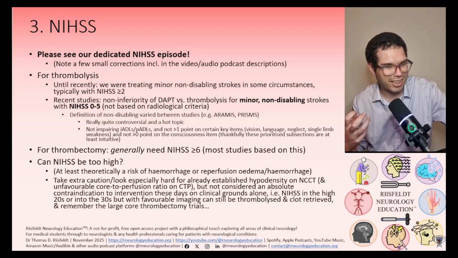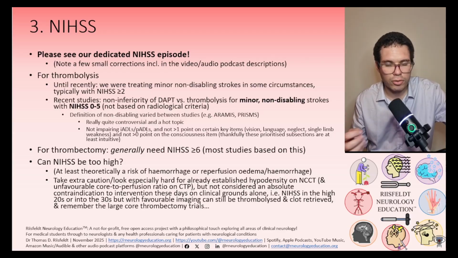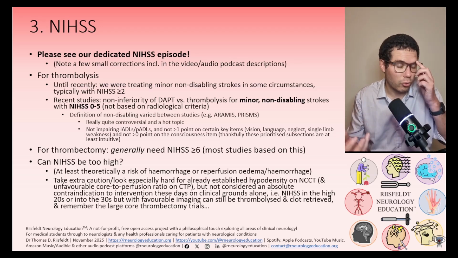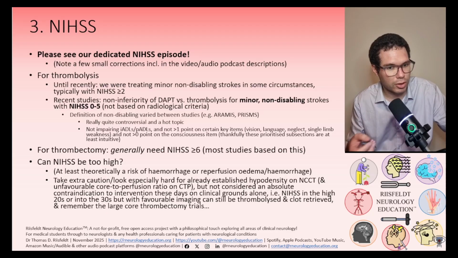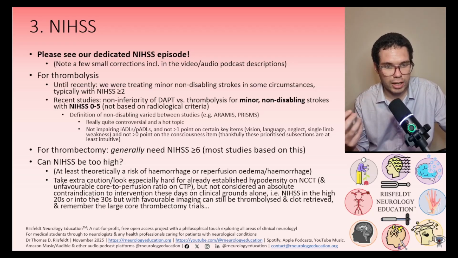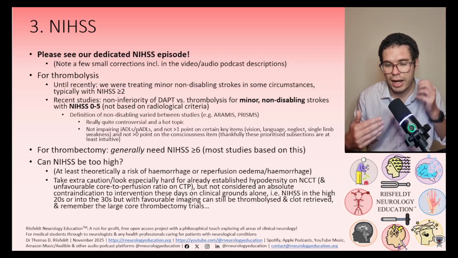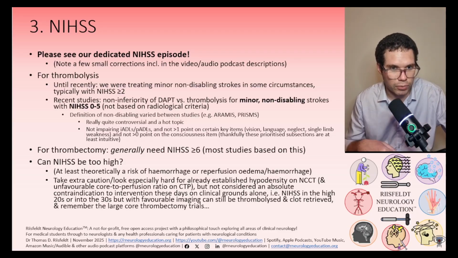The last thing regarding the NIHSS that comes up sometimes is, can the NIHSS be too high? At least theoretically, there's a risk of hemorrhage or reperfusion edema and hemorrhage, especially with bigger strokes. And the higher the NIHSS, one would think that would correlate for the most part with the radiological size of the stroke. Of course, it matters where the stroke is as well. So you could have a very small stroke radiologically in the brain stem and have a major clinical deficit that corresponds to what would be a much larger stroke in the cerebrum to cause the same deficit. But generally speaking, there's at least a correlation between how high the NIHSS is and how big the stroke is.